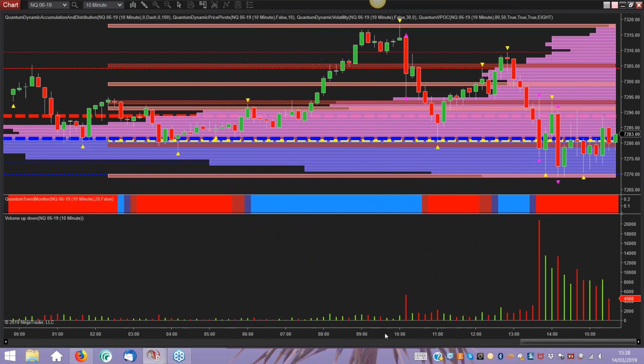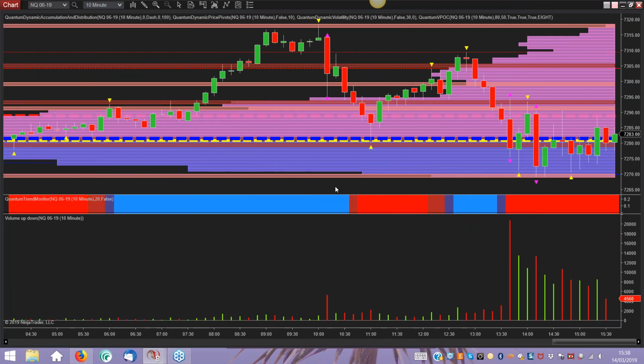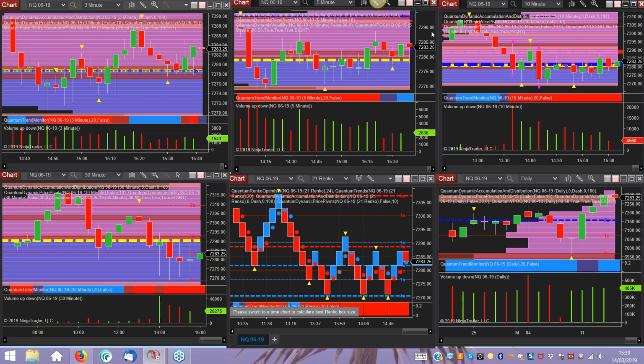Let's just pull that back a bit. You can see the extent of the volume on the volume point of control. This is the volume point of control, the yellow dashed line below, and this blue dashed line is a strong level of price support, price resistance based on price. But in terms of the volume point of control, it's sitting here. We're trading around it. We've got an absolute heap of volume sitting here. So it's no surprise that that's what the market's doing. It's in congestion. And really, that's confirmed by all the other time frames.